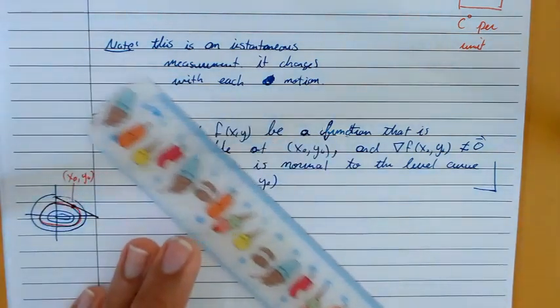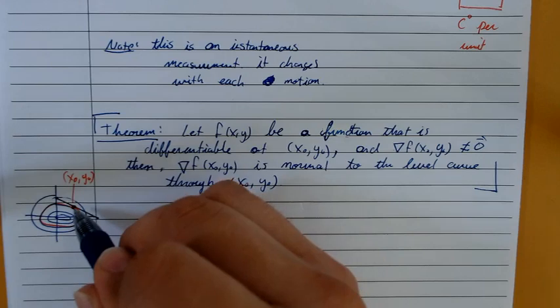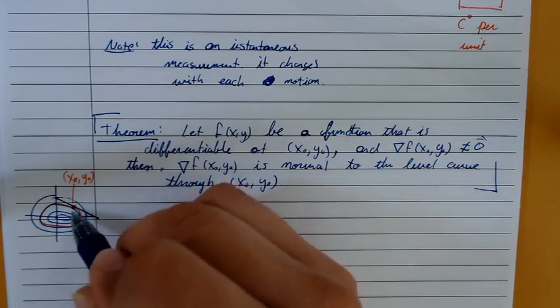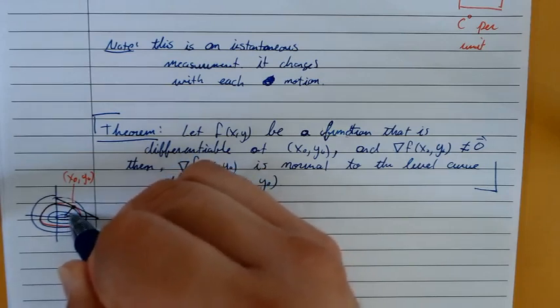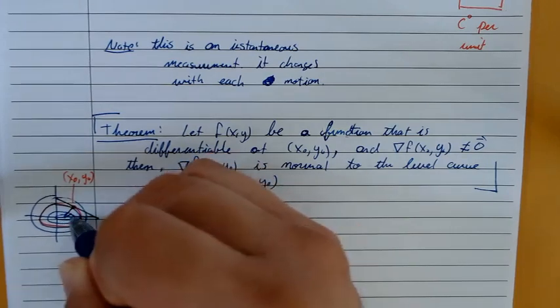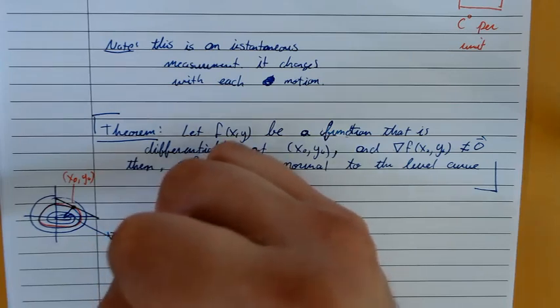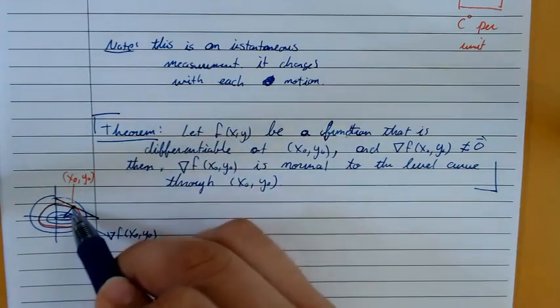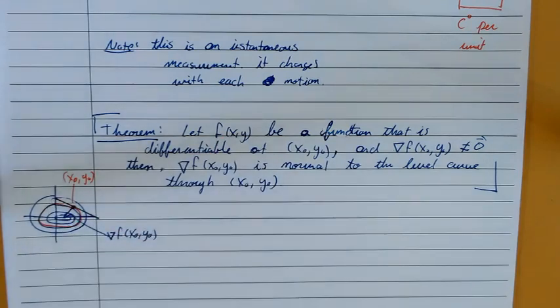Right, so there's the tangent line. What we're saying is that the gradient is going to be normal to that curve at that point. Another way of saying that is that the line tangent to the curve at that point will be perpendicular to the gradient. So right there, that's going to be the gradient of f at x naught comma y naught. That's perpendicular to the line that's tangent to the curve at that point.